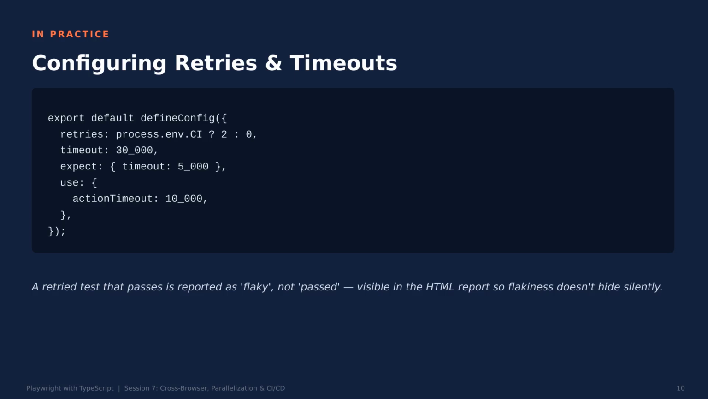Let's see all of that together in actual config. Retries conditional on CI as we just discussed. timeout 30,000 milliseconds. expect with a timeout of 5,000, and under use, actionTimeout of 10,000. One important thing to know about how retries actually get reported: a test that fails and then passes on a retry gets reported as flaky, not as a clean pass. That distinction shows up right there in your HTML report, specifically so flakiness doesn't just quietly hide behind a green checkmark that looks completely fine at a glance.